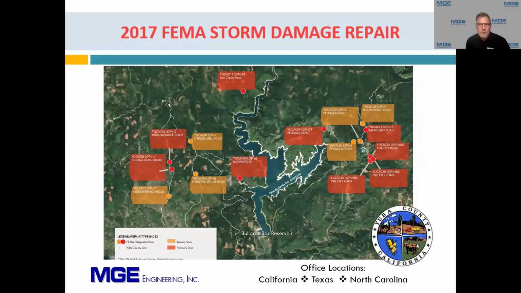Here's a map of the storm damage areas in the 2017 Yuba County. It was actually two disasters, one in January, one in February, and the county decided to lump them together into a design contract. And then we ultimately separated into two separate construction contracts based on geography, so that it made sense to have two contractors, but not under one contract, because these sites are pretty remote and separated geographically. So that's the way we put the PS&E together, and that's the way it was ultimately bid and built.